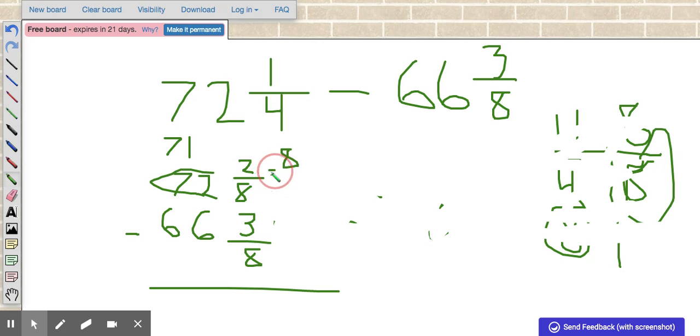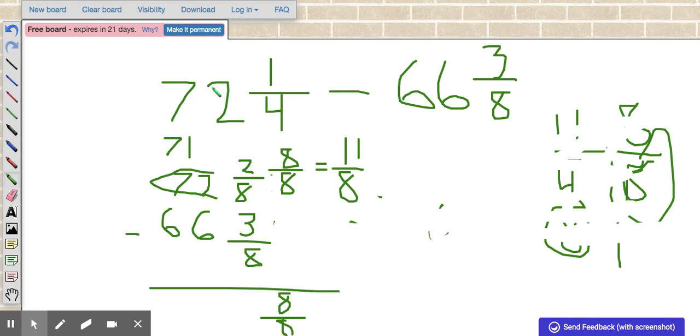So 1 whole is going to be 8/8. So now I have 11/8 minus 3/8, which is 11 minus 3 is 8. And wow, I should sound more sure about that. 11 minus 3 is 8. My brain's not functioning apparently.